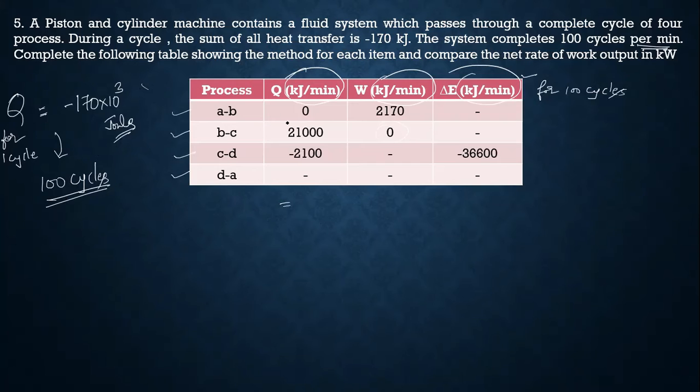Therefore, we have to multiply it by 100 to get it for 100 cycles per minute. Complete the following table showing the method for each item and compare the net work output in kilowatts. We have to complete it, and at last we have to find out the net work done. Okay, let us find this.